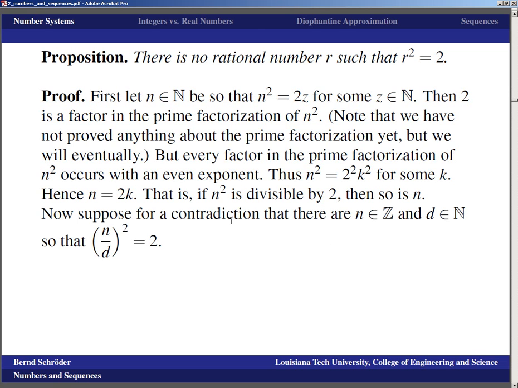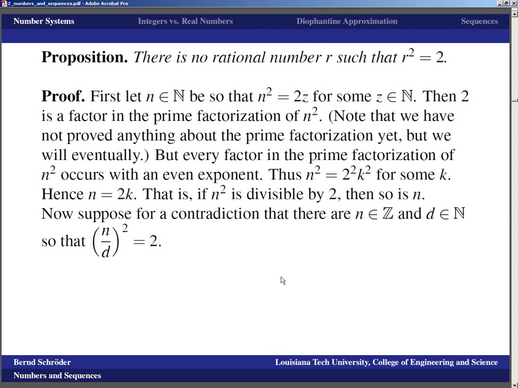Because now we suppose for a contradiction that there is an integer n and a natural number d, a denominator, so that (n over d) quantity squared is 2. So we suppose for a contradiction that this statement is wrong. That's a standard proof method. Basically, in a proof by contradiction you assume the contrary of what you want to prove, and you derive something from it that can't be true.